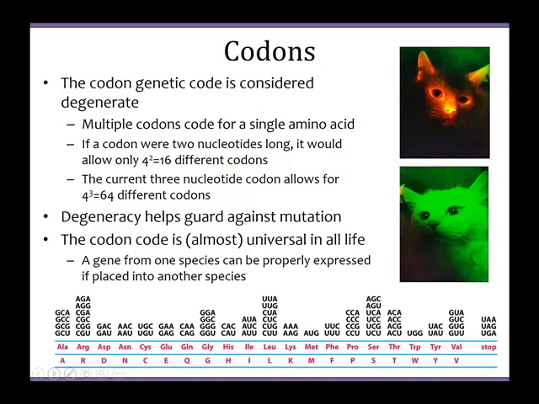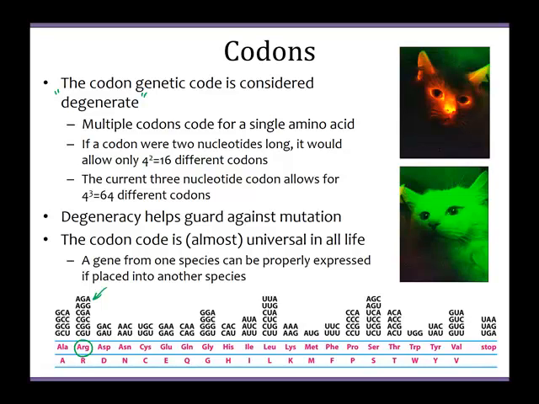Now what's really interesting about this codon code, and don't worry, we'll get to the cats in just a second, is that the codon code is actually considered degenerate. We have 64 possible codons, but only 20 amino acids. That means that multiple codons often code for one amino acid. Look at arginine as an example: we have 1, 2, 3, 4, 5, 6 different codons that code for arginine.